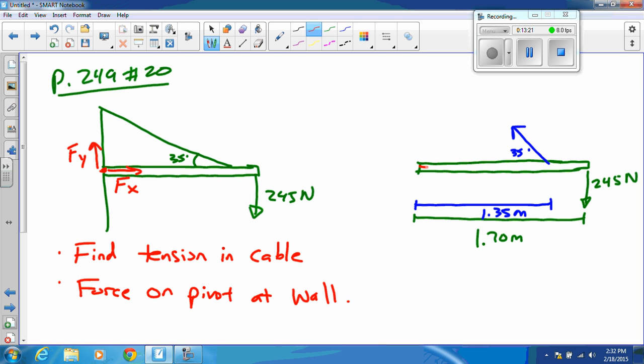And then we have our Fx and our Fy. Both the Fx and the Fy are being exerted right at the wall, so they are at a zero distance from the left end. Are there any forces that I have left out?